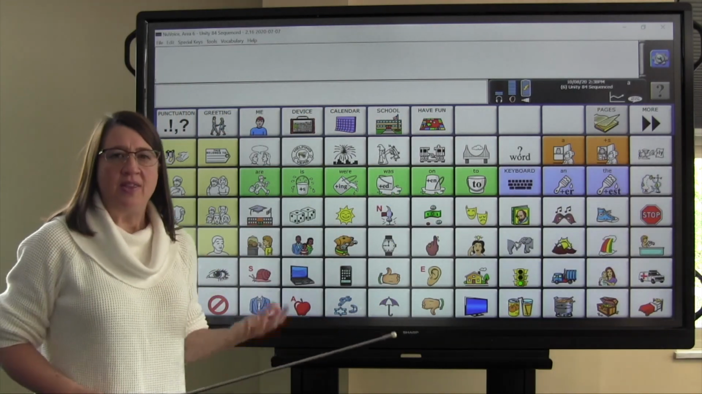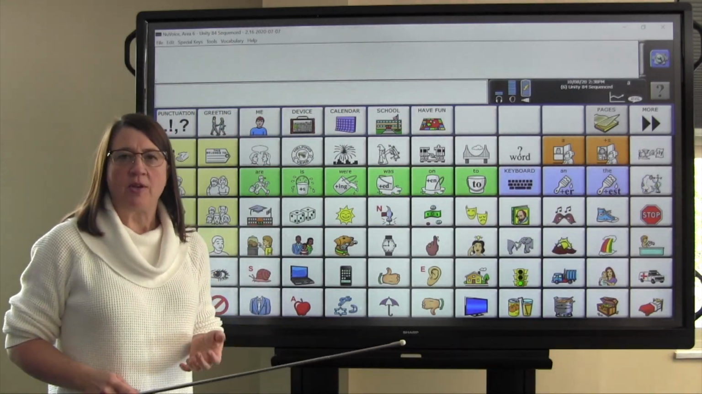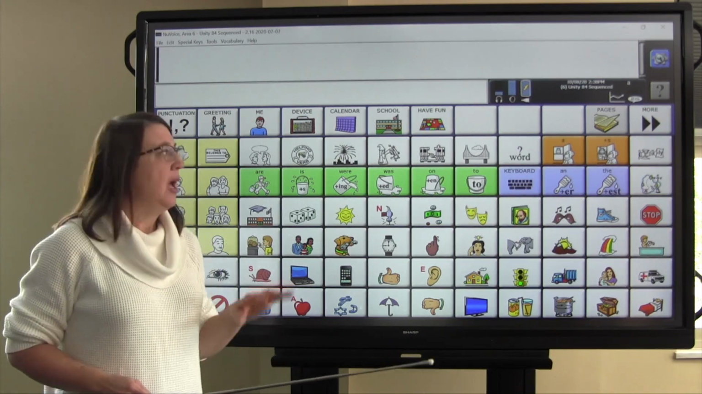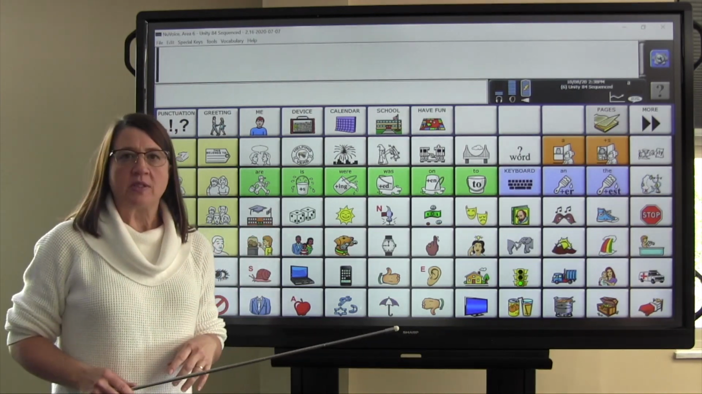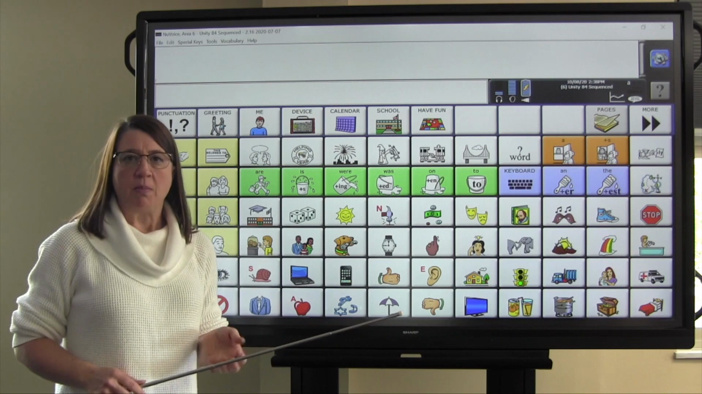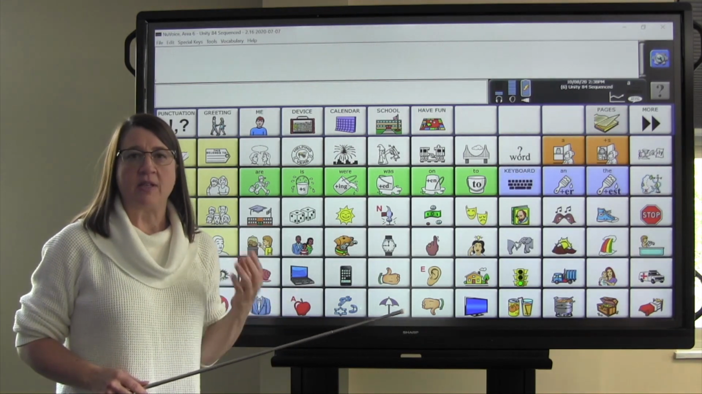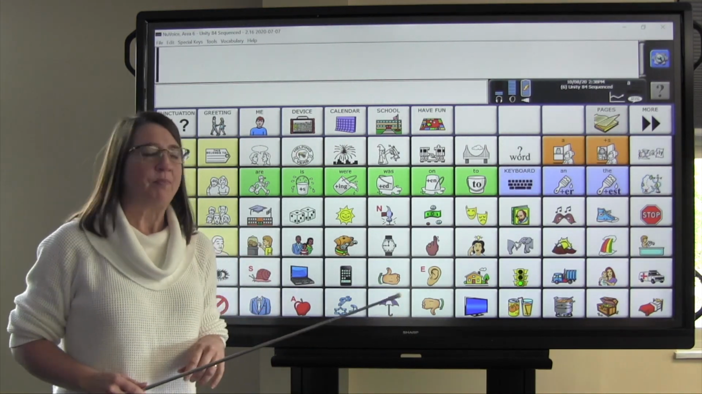Hi! In this video, we're going to take a look at something called icon families. I'm going to be using the Unity 84 sequence software for this demonstration, but you can find these icon families in all of the different versions of Unity.